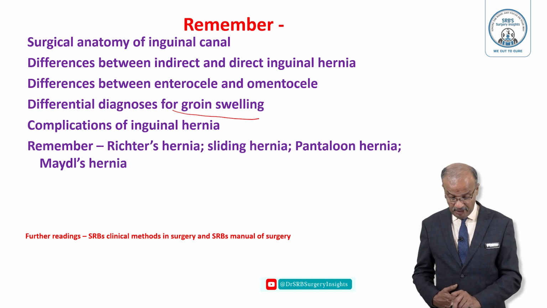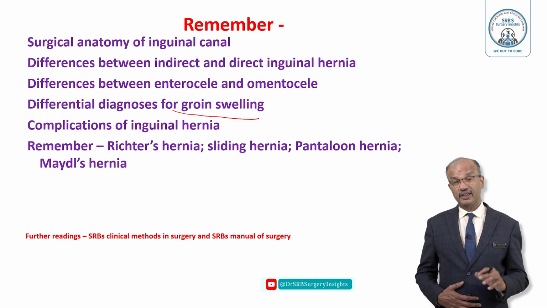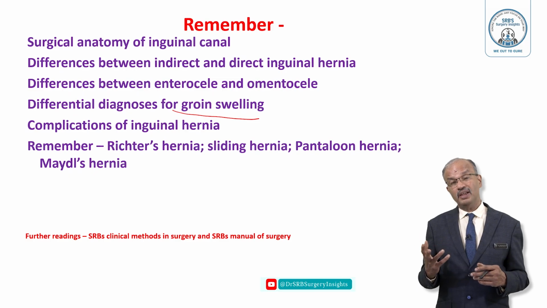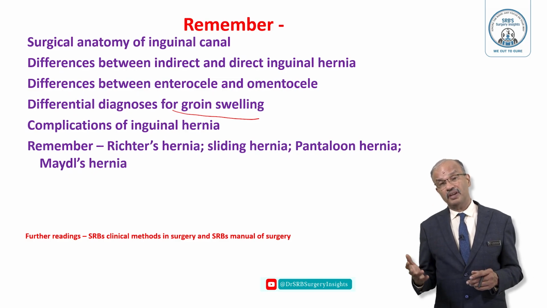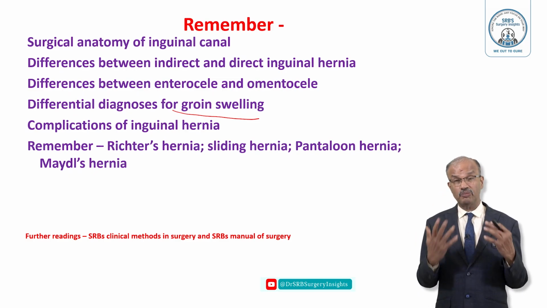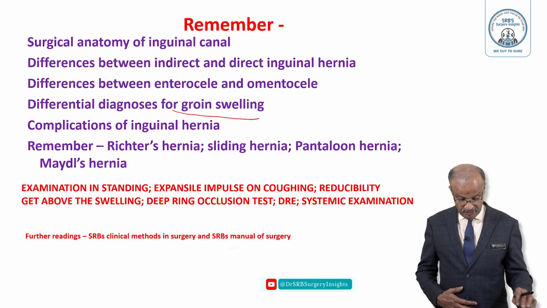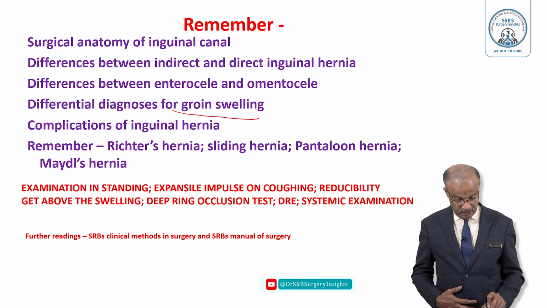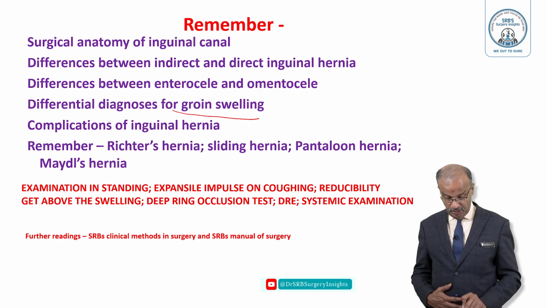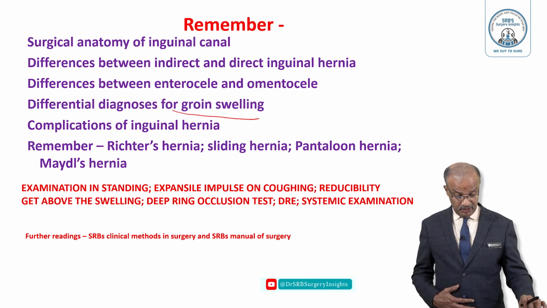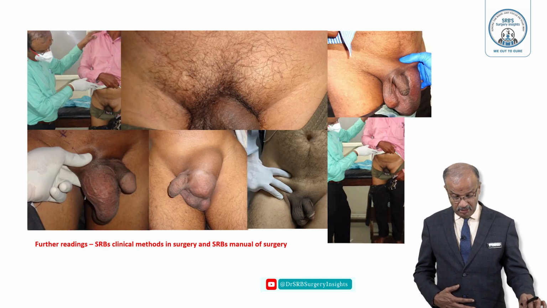Richter's hernia, sliding hernia, pantaloon hernia, Maydl's hernia. In a sliding hernia, the posterior wall is formed by the bowel, commonly on the left side the sigmoid colon, and the urinary bladder. Because the posterior wall is formed by the sigmoid colon, it is difficult to dissect and may be injured. On examination: standing, expansile cough impulse, reducibility, getable swelling, deep ring occlusion test, rectal exam. These are the important things you have to remember. I'm not going to detail all of them.